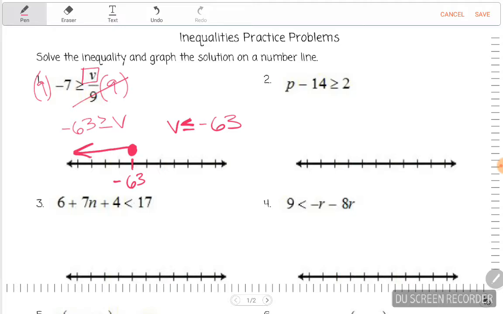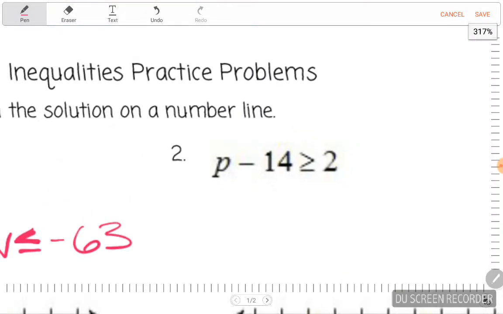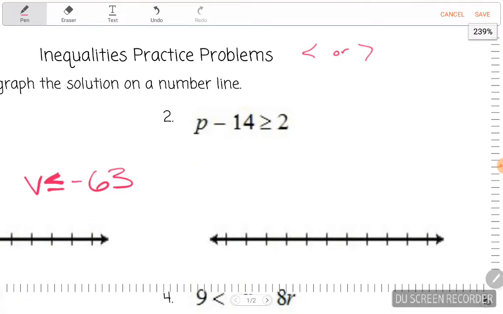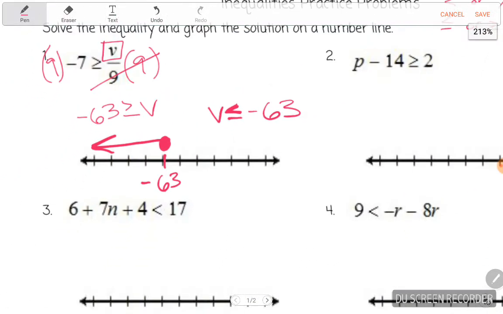As a quick little side note, something you may want to write on your paper. If you have less than or greater than, you're going to have an open circle. And if there is equal to, you are going to have a closed circle. We've talked about this before, but this is a quick little summary.